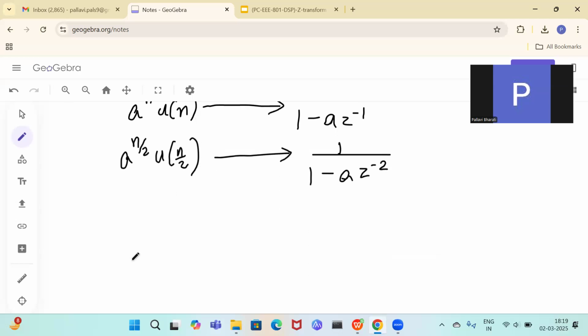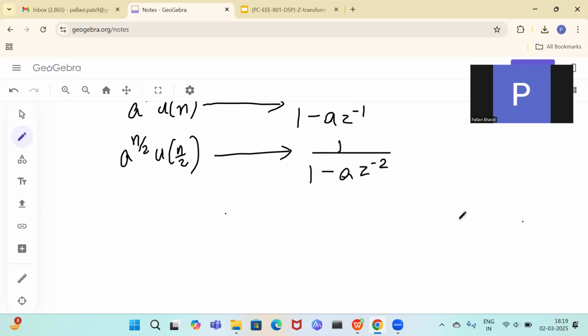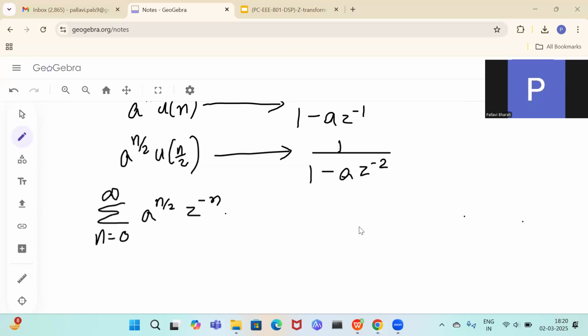Let us see it once with the basic definition also, just to clarify. From the basic definition, we can write the summation over n from minus infinity to infinity. I'll just take 0 to infinity directly, of a to the power n by 2, z to the power minus n. Again, you will have to go the same way as in the proof. In the proof, you took n by k equals p. Here, take n by 2 equal to P, so n equals 2 times P.